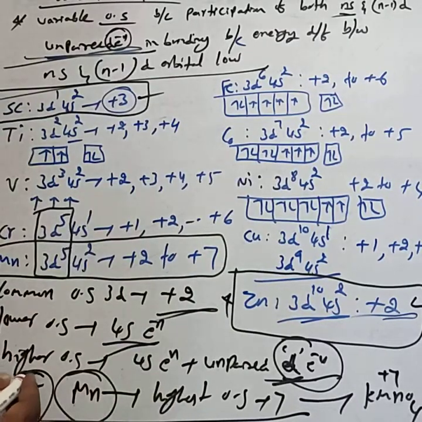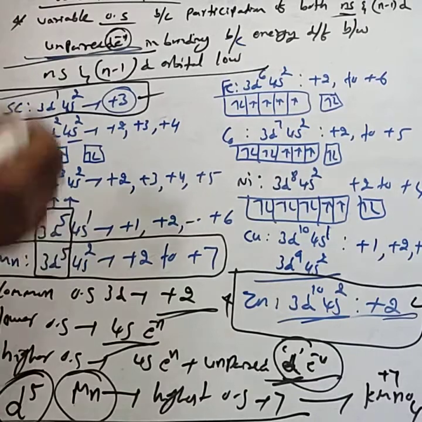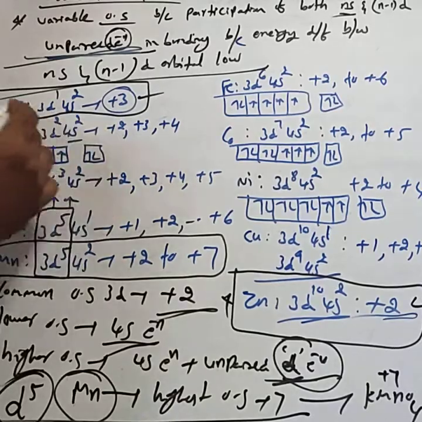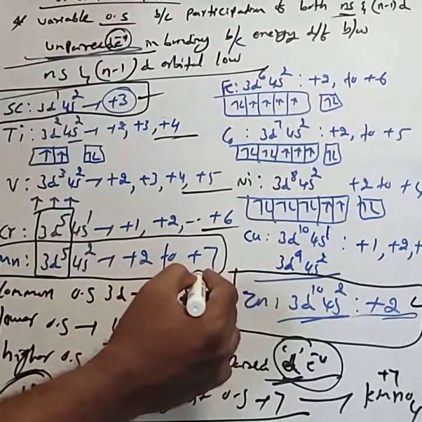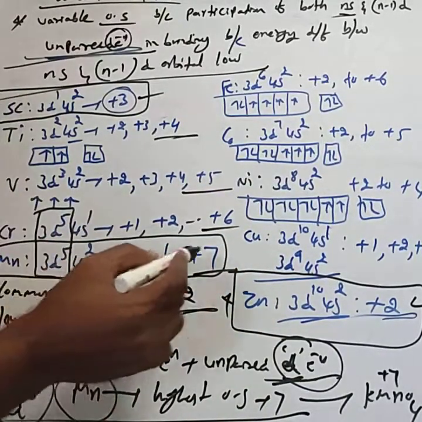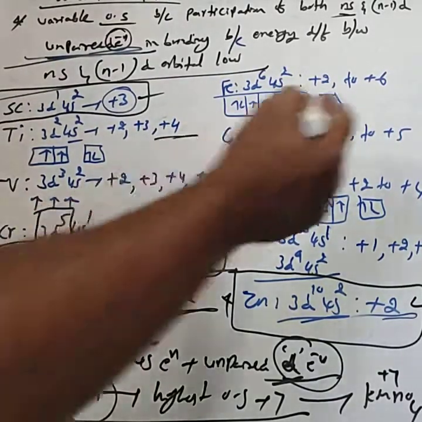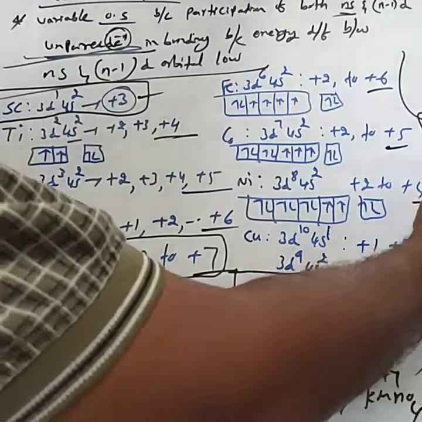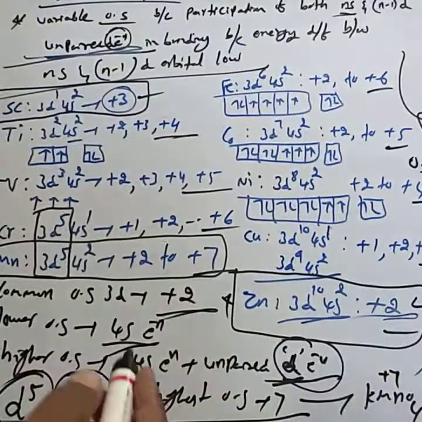Name the d configuration which shows the highest oxidation state: the d5 configuration. Then you observe these oxidation states: scandium +3, titanium +4, vanadium +5, chromium +6, then manganese +7. That is, from scandium to manganese the oxidation state increases. Then from iron to zinc, that is +6, +5, +4, +3, +2, the oxidation state decreases.